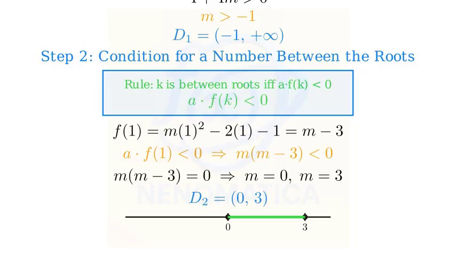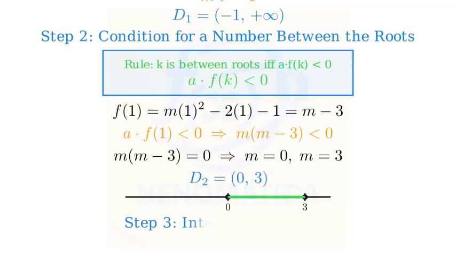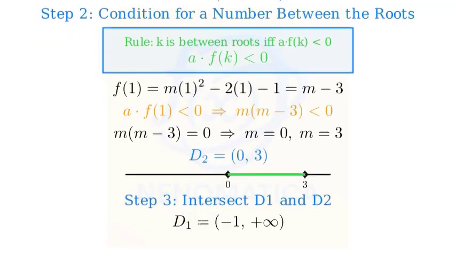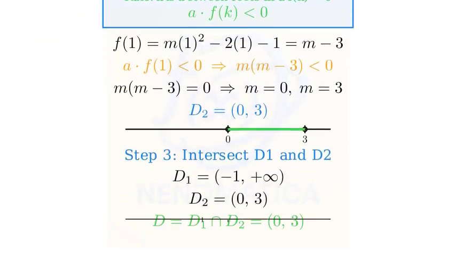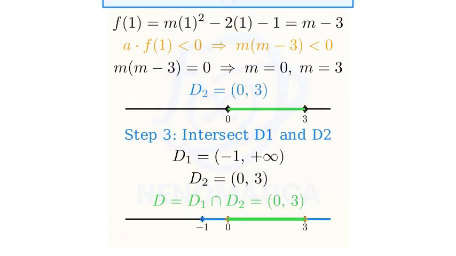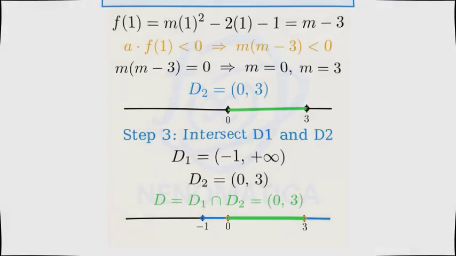Then require m times quantity m minus 3 less than 0. That inequality is negative between the roots 0 and 3, giving the interval from 0 to 3. We will call this set D2. Step 3. The final valid values of m are the intersection of the two sets. Intersect D1, m greater than -1, with D2, the open interval from 0 to 3. The intersection is the open interval from 0 to 3.